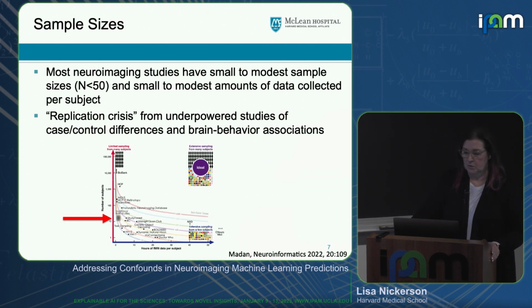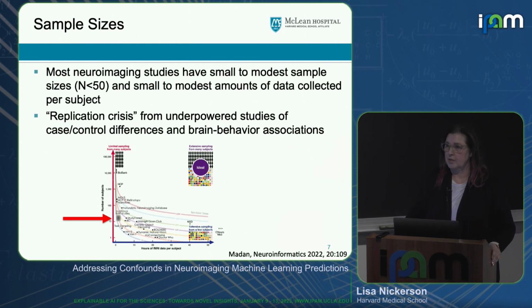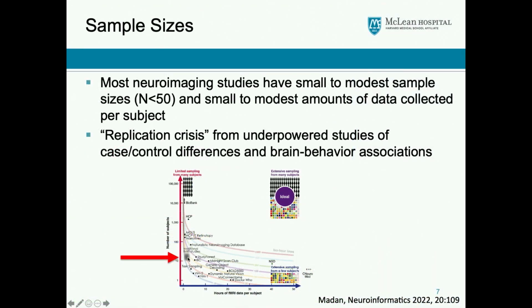Most neuroimaging studies have small to modest sample sizes, maybe around 50 participants. This is definitely changing over the last few years, but by far the vast majority of the published literature is for relatively small sample size, with small to modest amounts of data collected per subject. Anybody working in neuroimaging has probably heard about the replication crisis that we have from underpowered studies of case control differences or brain behavior associations. So most neuroimaging studies reside down here, with less than an hour's worth of imaging data collected in tens of participants.